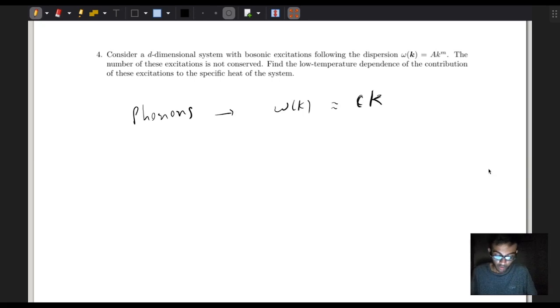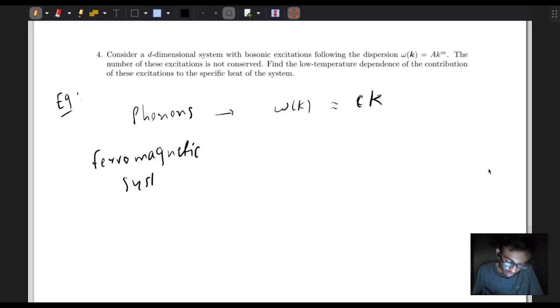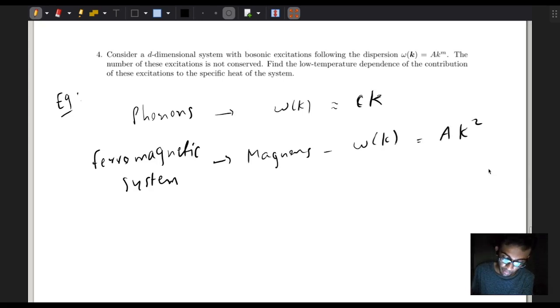Or you can have, in a magnetic system like, let's say, a ferromagnetic system. In a ferromagnet, you can have certain excitations which are called magnons. There, these excitations disperse quadratically.